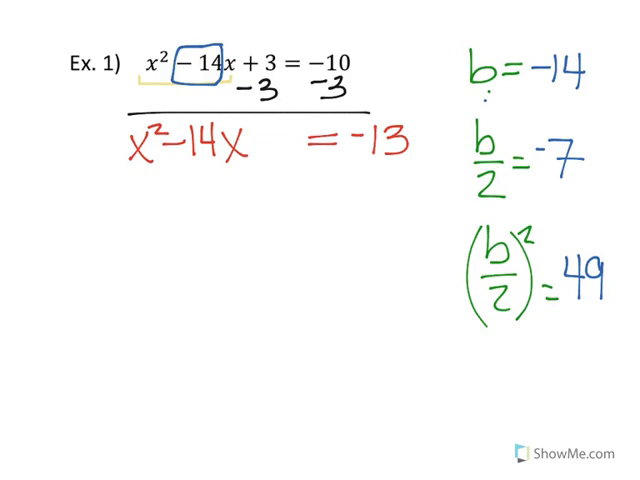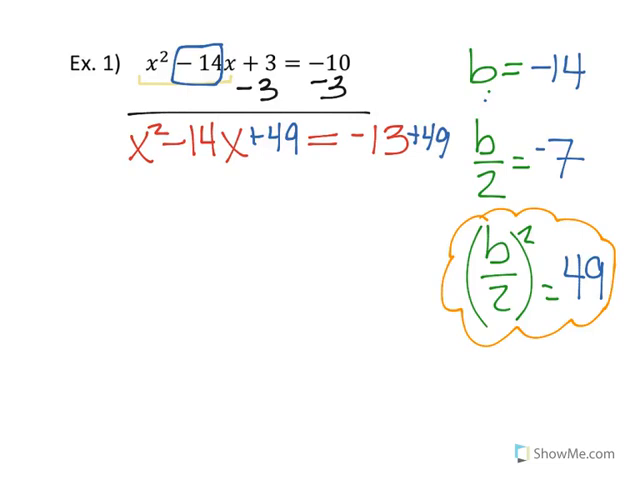And remember that we call this completing the square for a reason. So we are going to use that squared term, that 49, and we are going to add that 49 to both sides of the equation. Okay, so step 1 and step 2 are done.